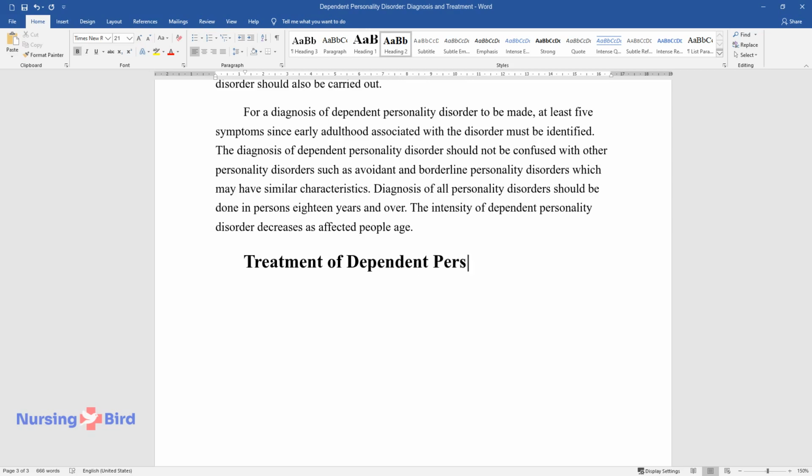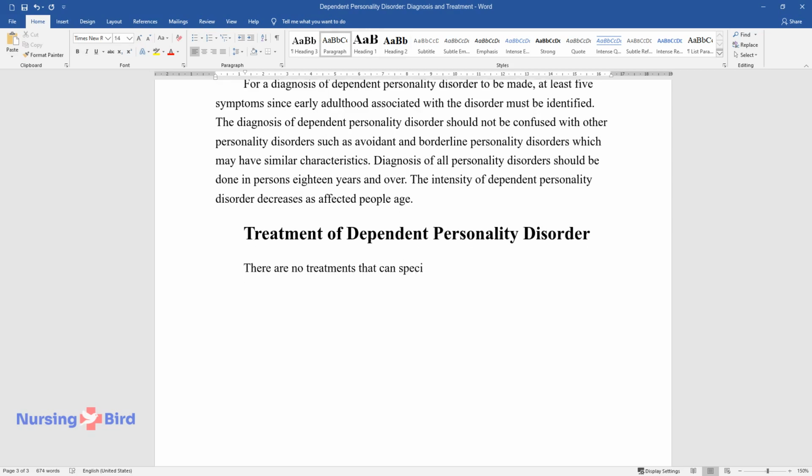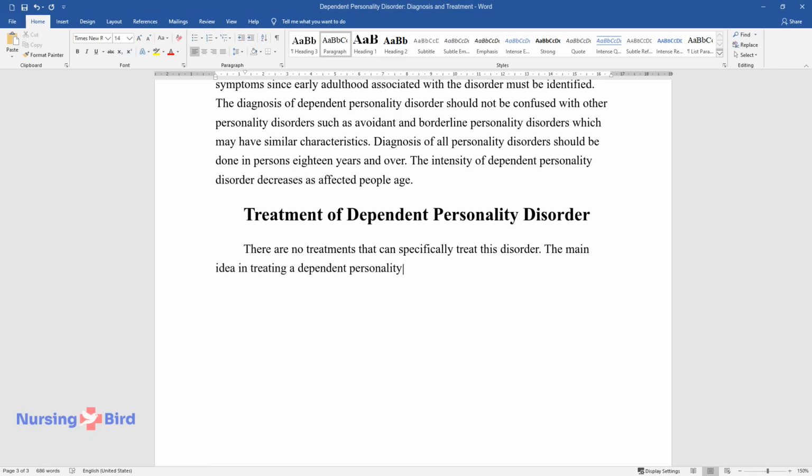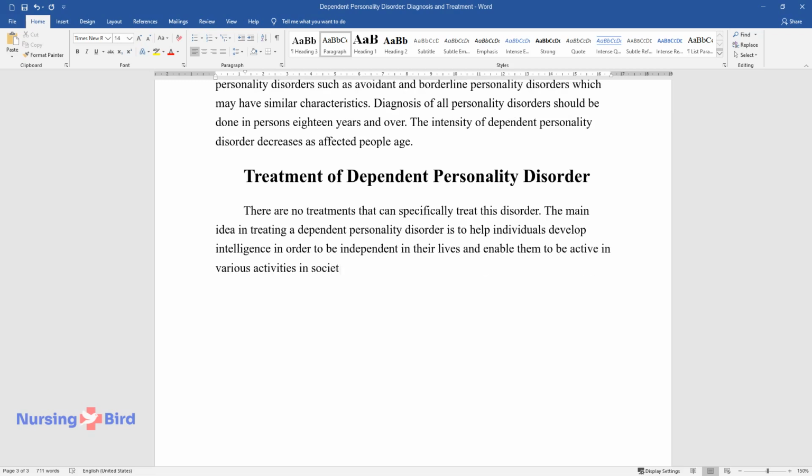Treatment of dependent personality disorder. There are no treatments that can specifically treat this disorder. The main idea in treating a dependent personality disorder is to help individuals develop intelligence in order to be independent in their lives and enable them to be active in various activities in society.